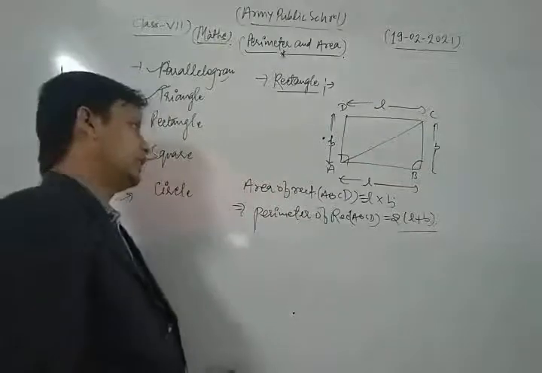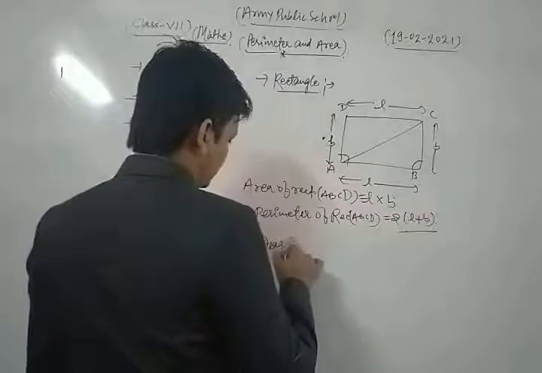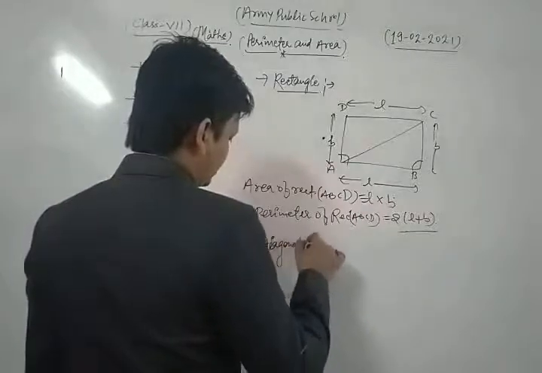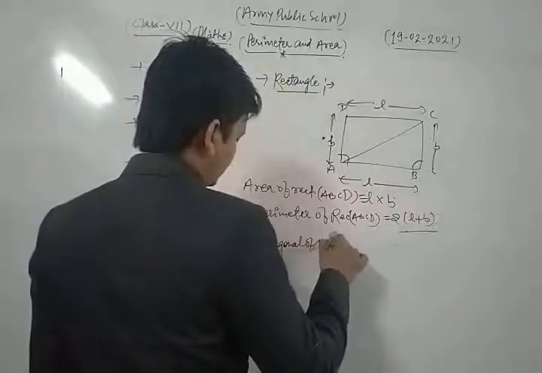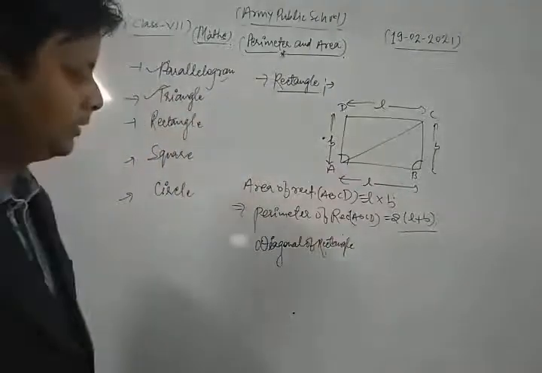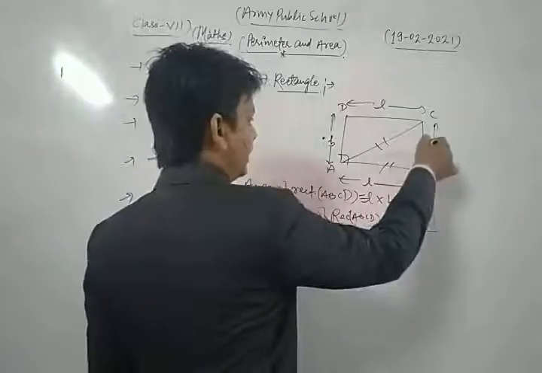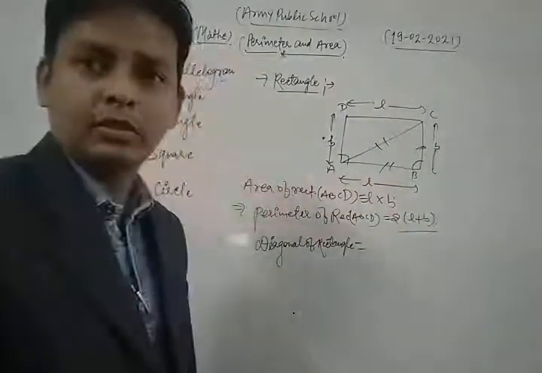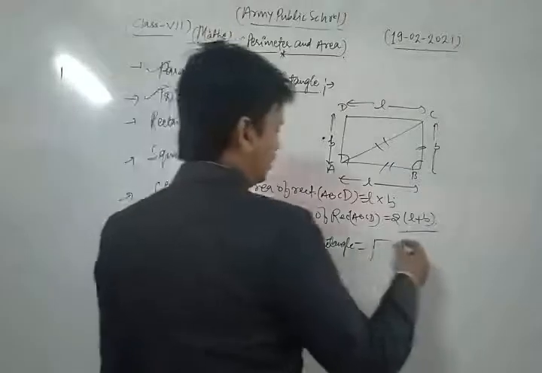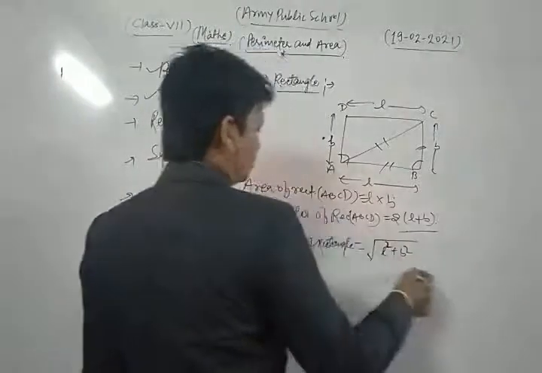Now the second one is the diagonal of the rectangle. Diagonal of rectangle is what? In that triangle we apply the Pythagoras theorem, which is square root of length square plus BC square, by the help of Pythagoras property. Okay, so this is the formula.